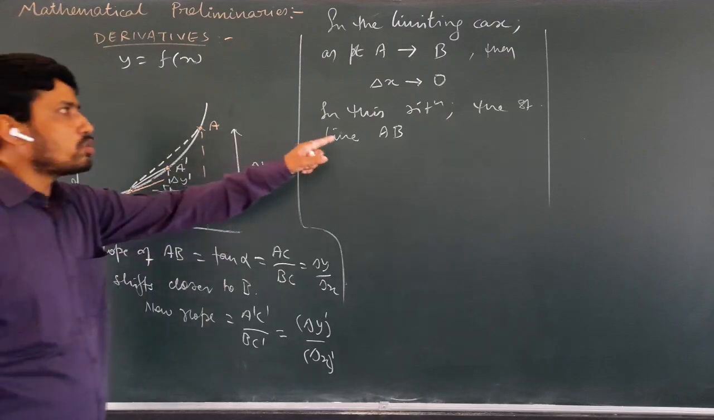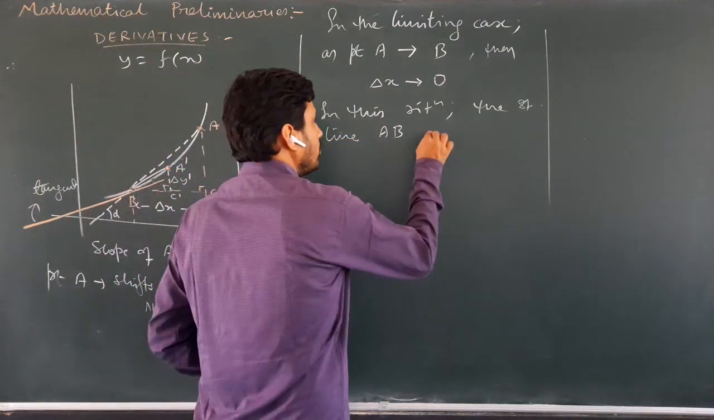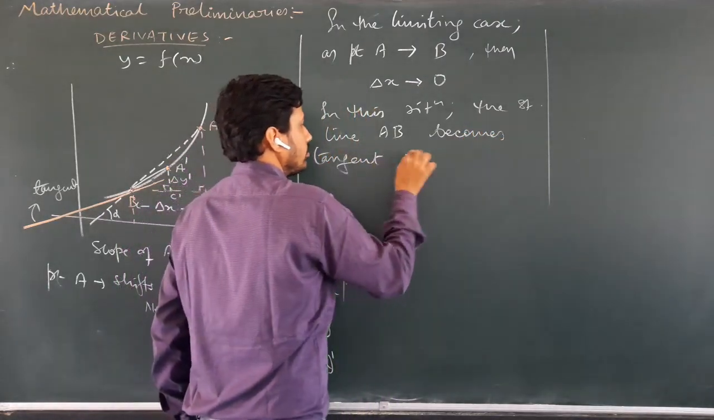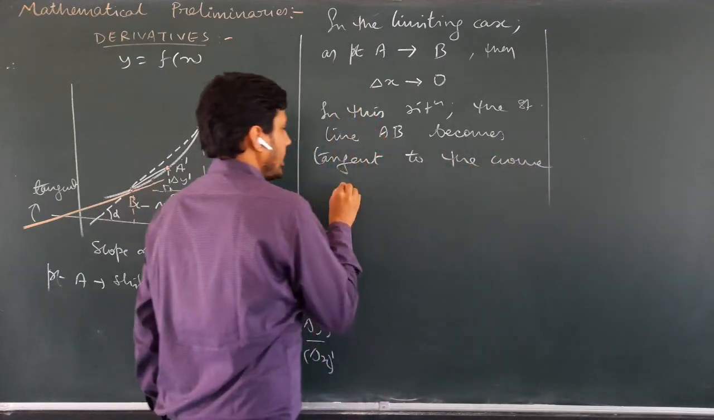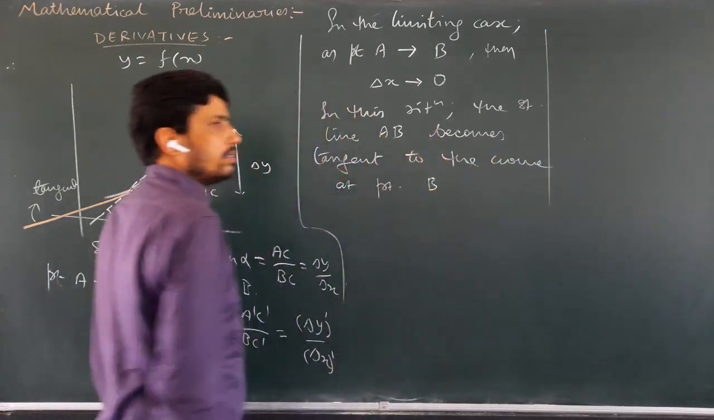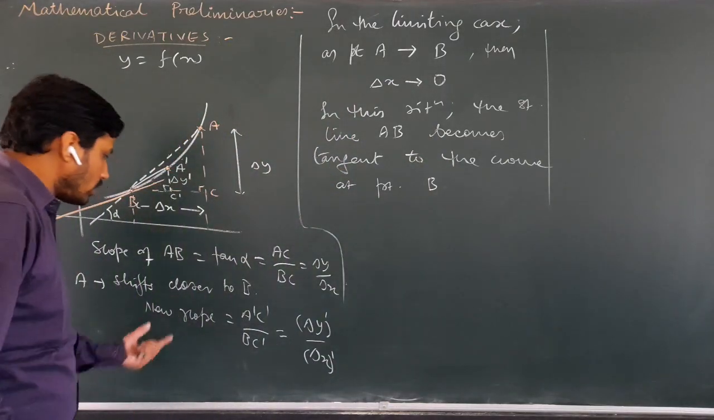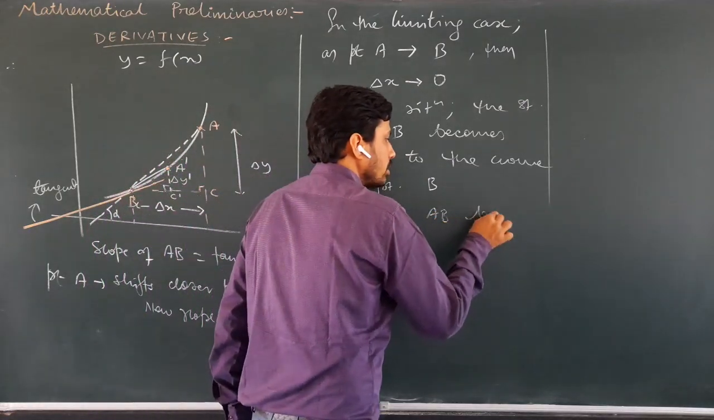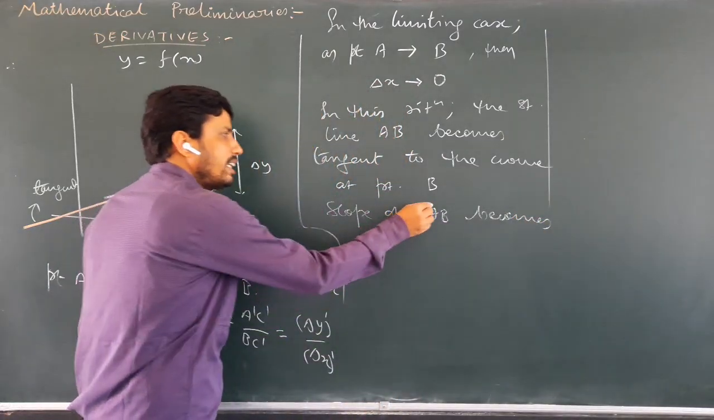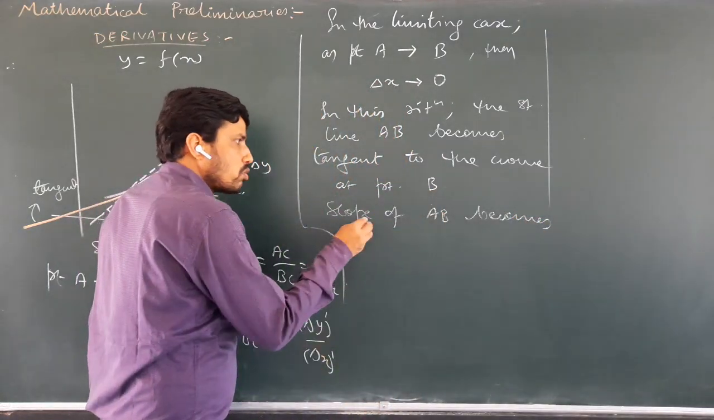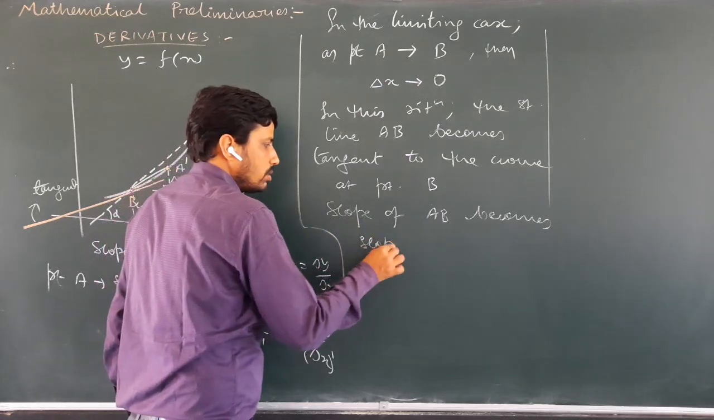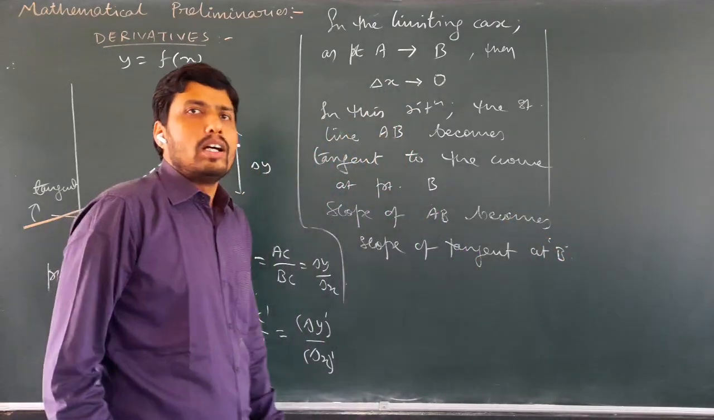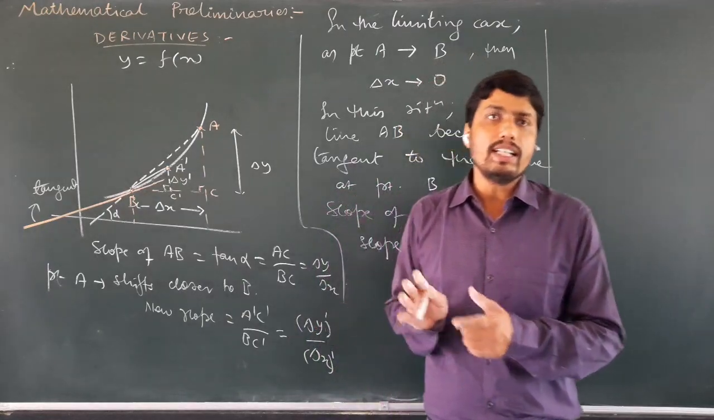Okay. So in this situation, the straight line AB becomes tangent to the curve at point B. And this slope of straight line AB, because A has approached B, becomes the slope of the tangent at B. Earlier that line was not tangent, now that line becomes the tangent.